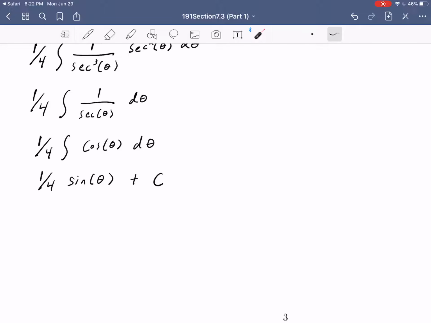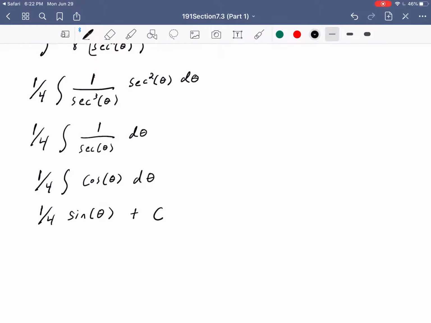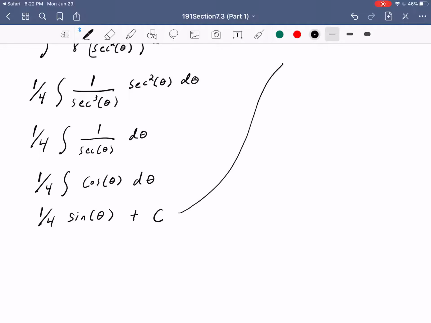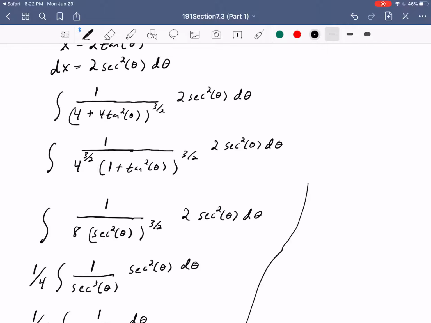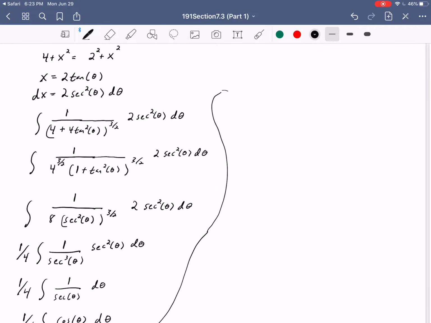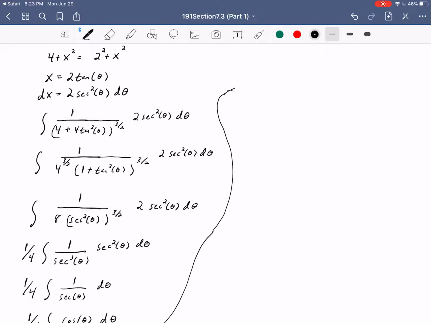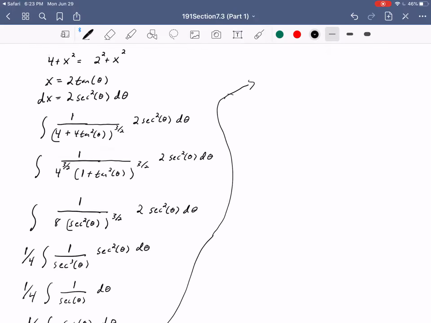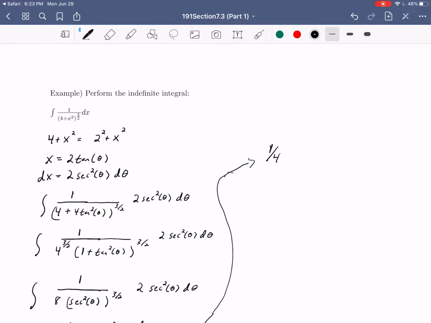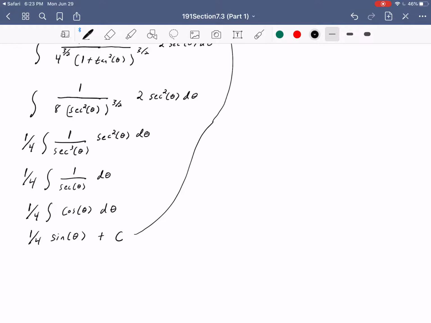Now everything we have to do after here is just going to be undoing our substitution. So let's go ahead and we'll sort of unpack this over here. We'll sort of come all the way back up. We'll zoom out a little bit so we can make this a little bit easier here. So let's just rewrite what we had. We have 1/4 sine theta plus c. So that's our actual antiderivative.